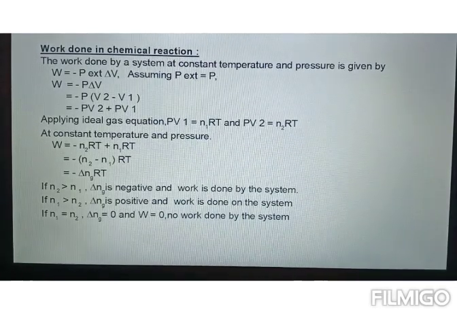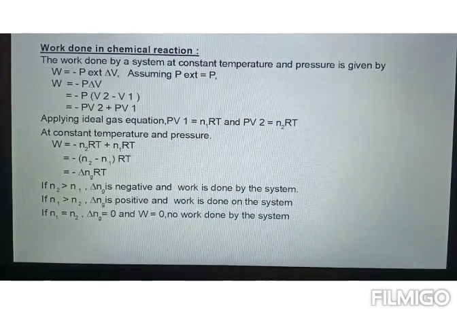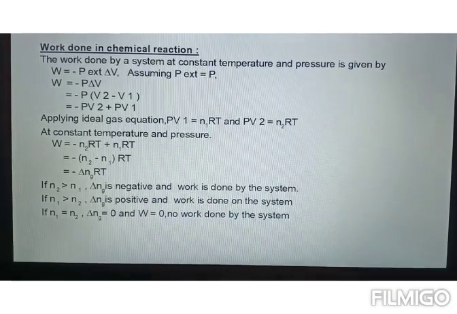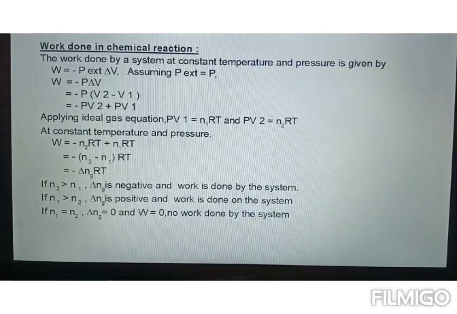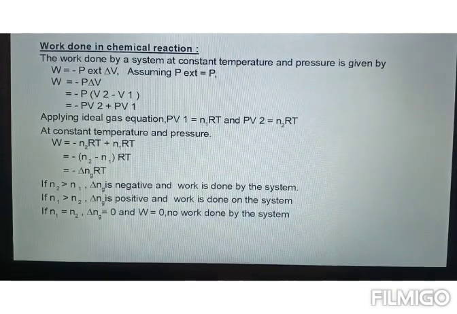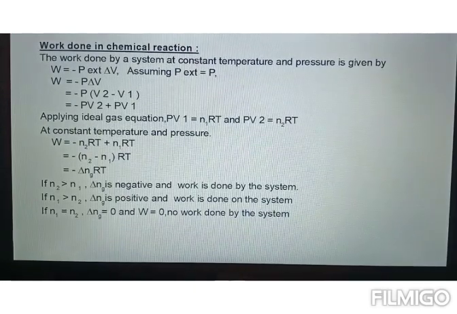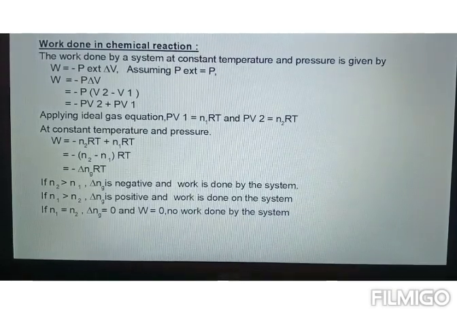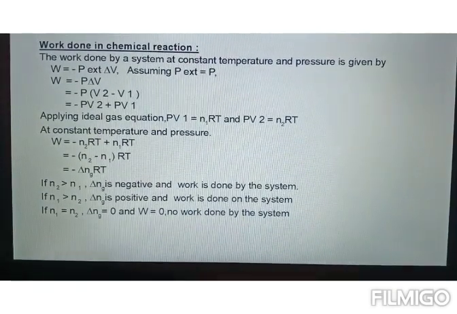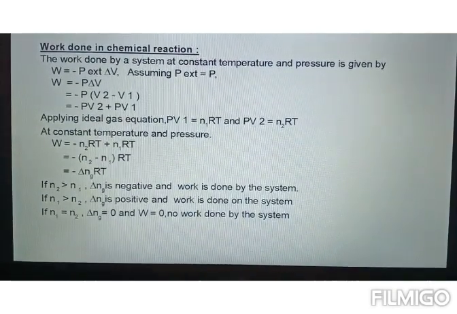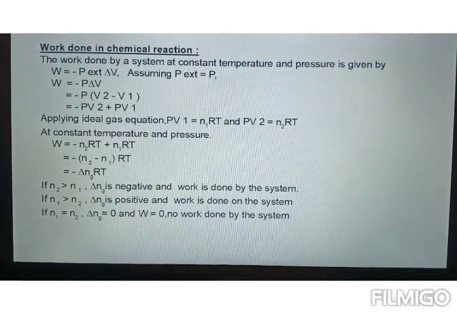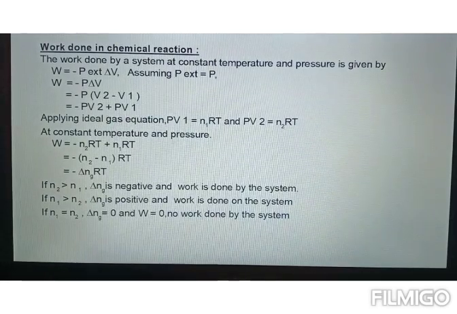So at constant temperature and pressure we have W is equal to minus N2RT plus N1RT. Just take out RT common, so it becomes minus N2 minus N1 inside the bracket into RT. That becomes minus delta Ng RT, where N2 minus N1 is change in number of moles, that is delta Ng. So this is the expression for work done in a chemical reaction.